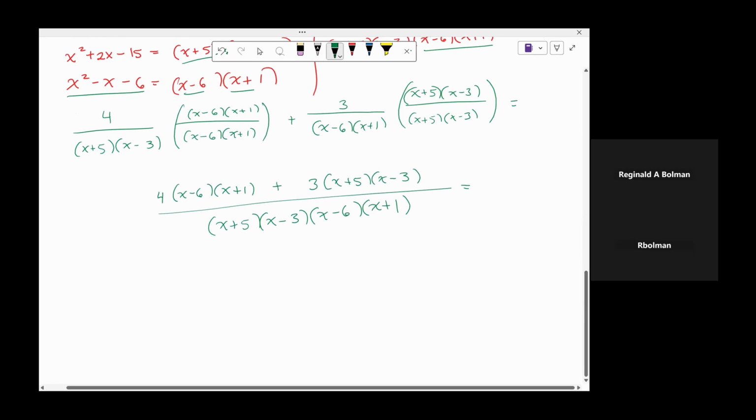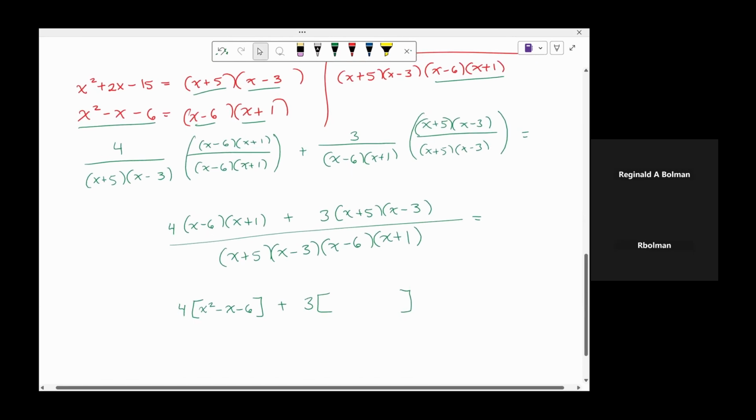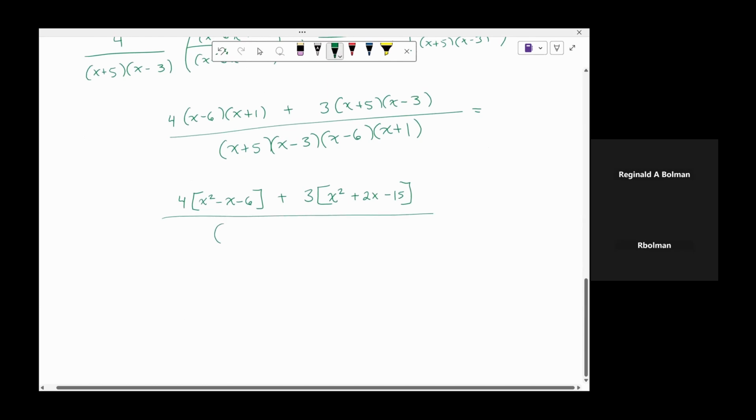Now, what we're going to do with this x minus 6 times x plus 1 is note that it is actually equal to x squared minus x minus 6. So I could have just written x squared minus x minus 6 in my numerator, and vice versa. This x plus 5 times x minus 3, of course, is equal to x squared plus 2x minus 15. So I'm going to go ahead and just write that in here. And all of this will be divided by x plus 5 times x minus 3 times x minus 6 times x plus 1. Oh my goodness.